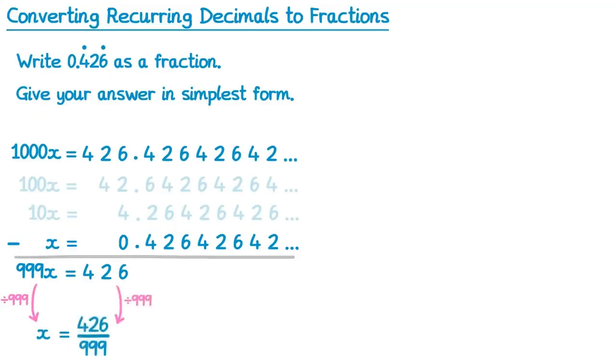426 divided by 999. Now this time this one does simplify. Both the top and bottom have factors of 3. So if we divide by 3, we get 142 over 333.